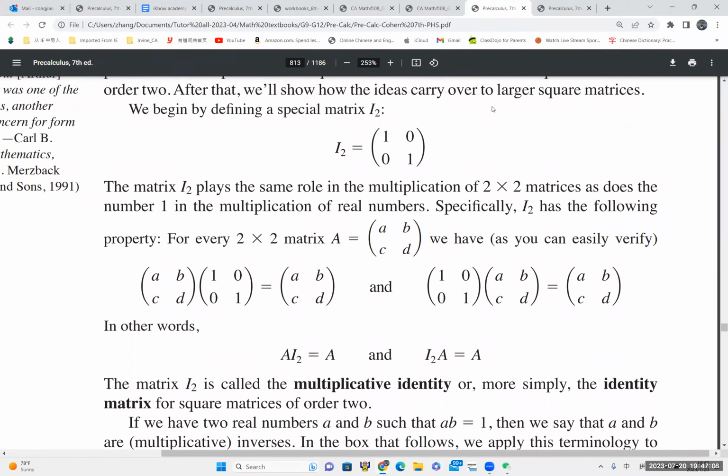Yeah, it's like our reciprocal, right? When A over B multiplied by B over A equals 1, then we say this is the inverse of this. Anyway, it's a similar concept to reciprocal. But here it's a matrix.